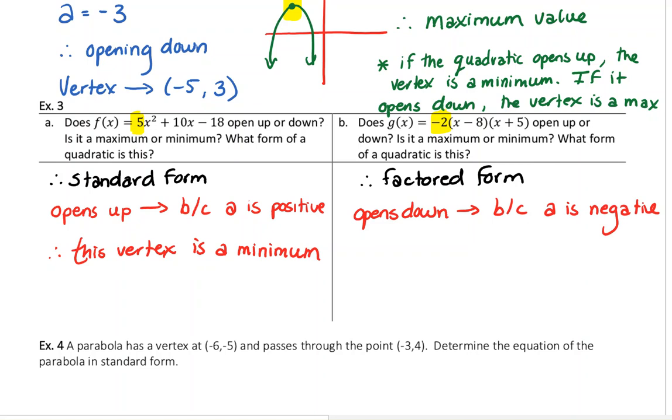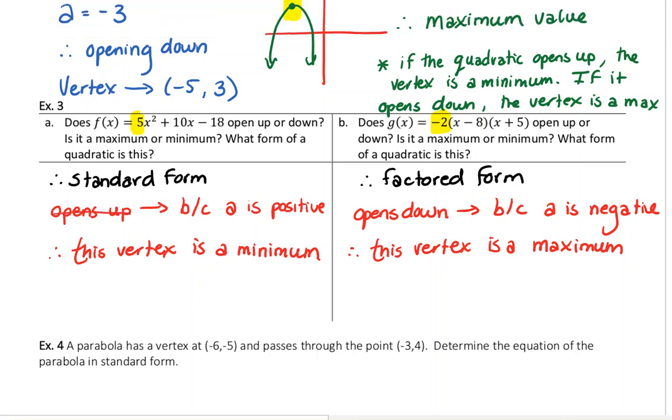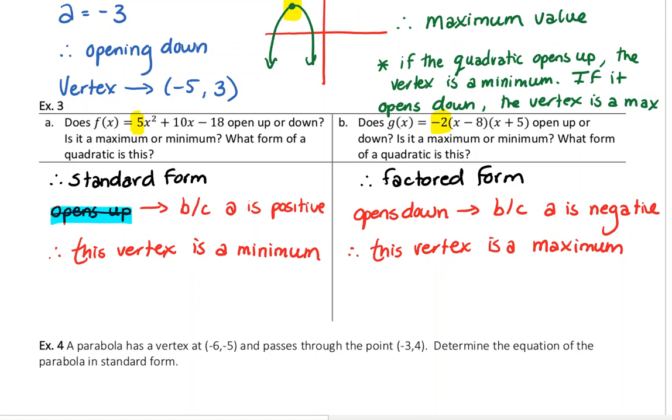Okay, and then again, is this a maximum or a minimum? Well, if our quadratic opens down, therefore, this vertex is a maximum. So there you can see the comparison between our first question, example 3a and 3b. If it opens up, then it's a minimum. If it opens down, then it's a maximum. Okay?